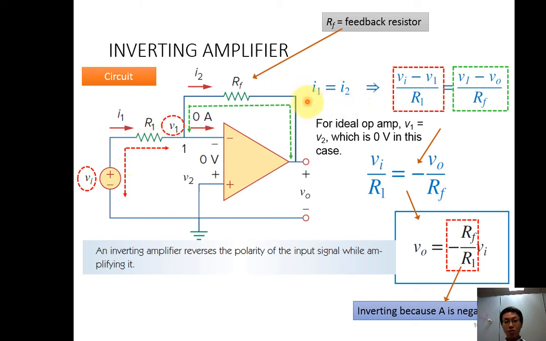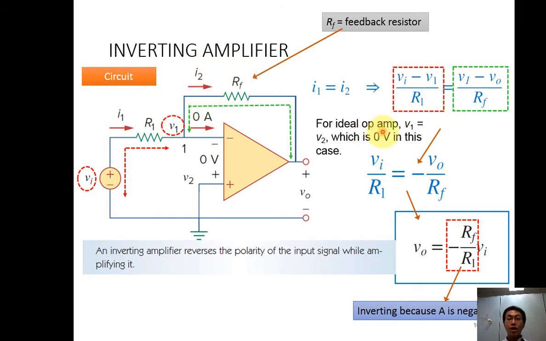Then how can I find my I1? I use the higher voltage here, which is Vi minus V1, because the current flows from high potential to low potential. So high potential Vi minus low potential V1, divided by R1. This is my equation. And then flowing from high potential to low potential, my V1 minus V out divided by RF is my I2.